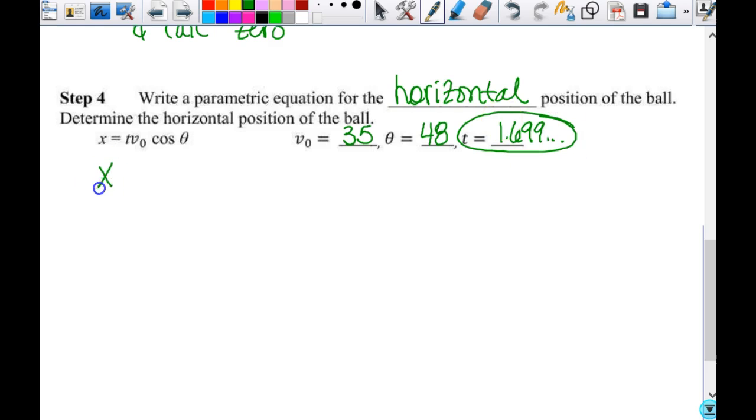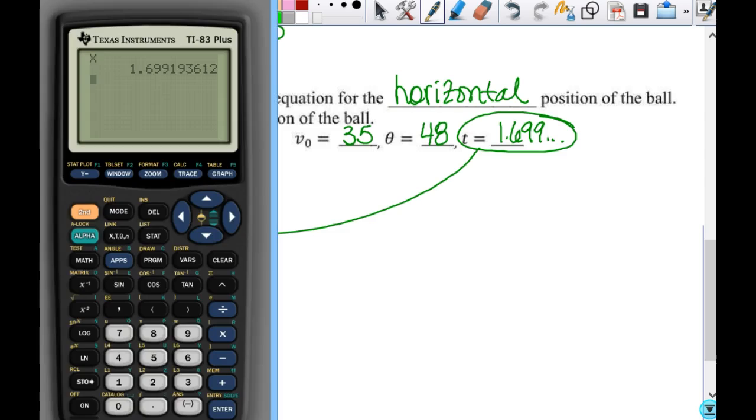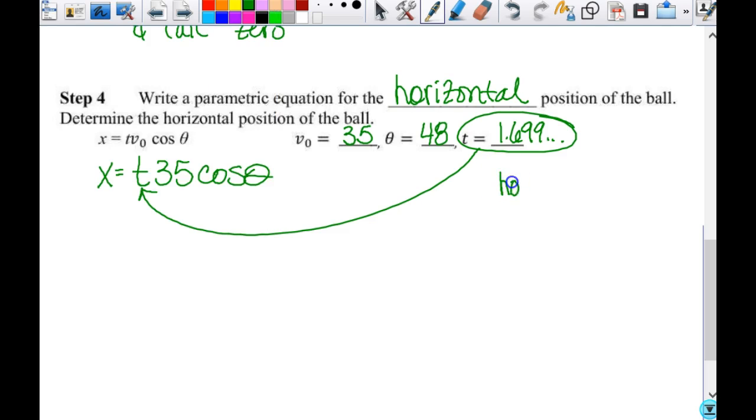When I write this equation, the actual parametric equation is x equals t times 35 times the cosine of theta. But because I determined how long it takes to hit the ground, when I substitute in my t right here, I'm going to get the actual distance it travels before it hits the ground. So in my calculator, I don't have to graph anything. I'm just going to type in, but I have to use x here because my calculator stored it as x. I'm going to hit x times 35 times the cosine of 48. What that's going to give me, because it's using my stored value, is the actual distance, which is 39.794 feet. There's your horizontal distance.